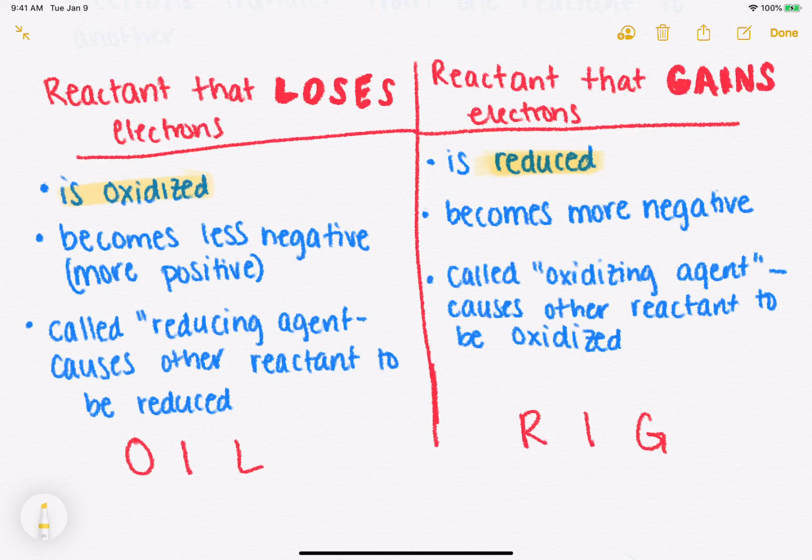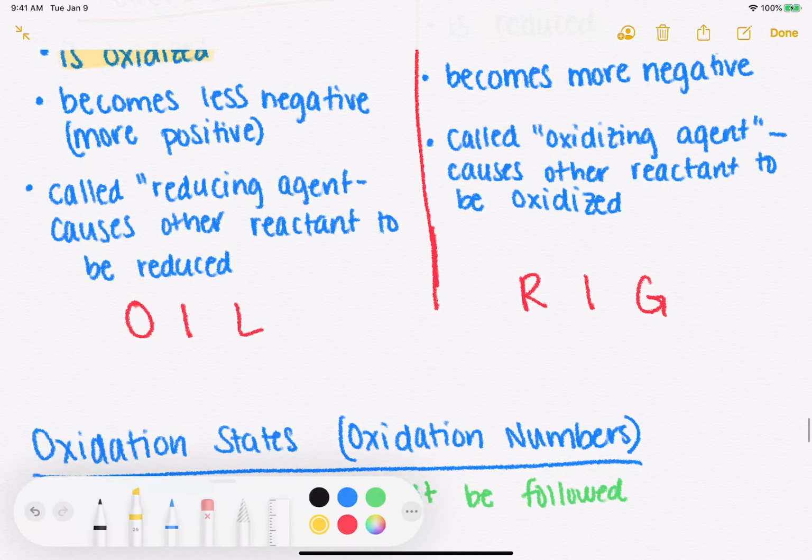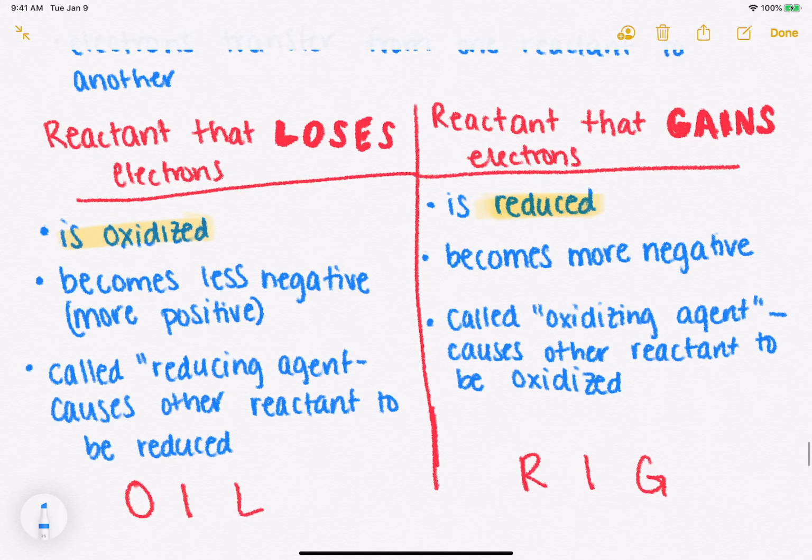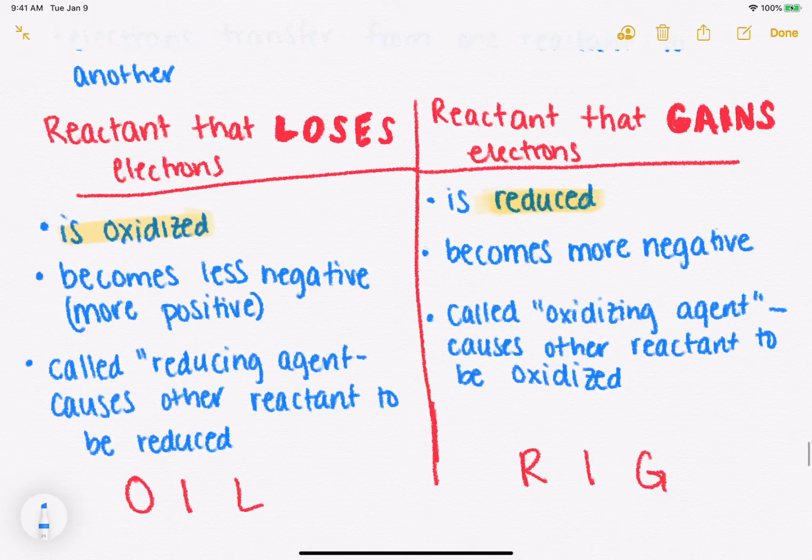In order to keep them straight, an easy mnemonic to remember is OIL RIG. That stands for oxidation is losing electrons, and reduction is gaining electrons. So that's kind of an overview of the definitions of oxidation and reduction. So what does that even mean?